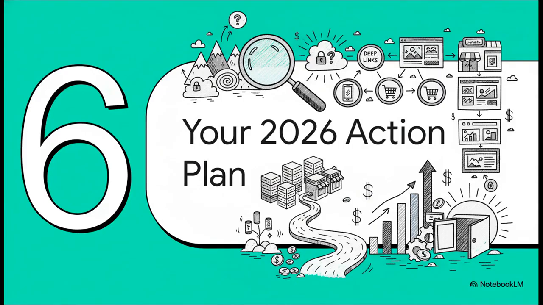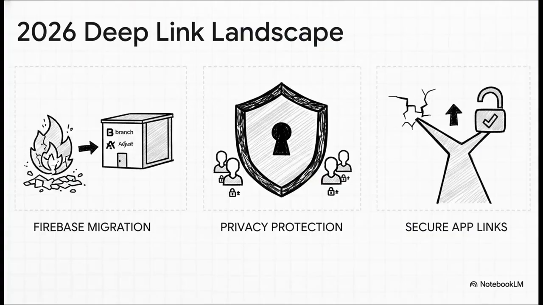All right, so you're probably thinking, okay, I'm sold. How do I actually put this into action? Well, the landscape for 2026 has some really specific things you need to know. Let's build your plan. Okay, first, there's a big flashing warning sign. Google's old system, Firebase Dynamic Links, is now fully deprecated. So if your app is still using it, you have to migrate to a new platform like Branch, Adjust, or AppsFlyer. This is not optional anymore, it's mandatory.